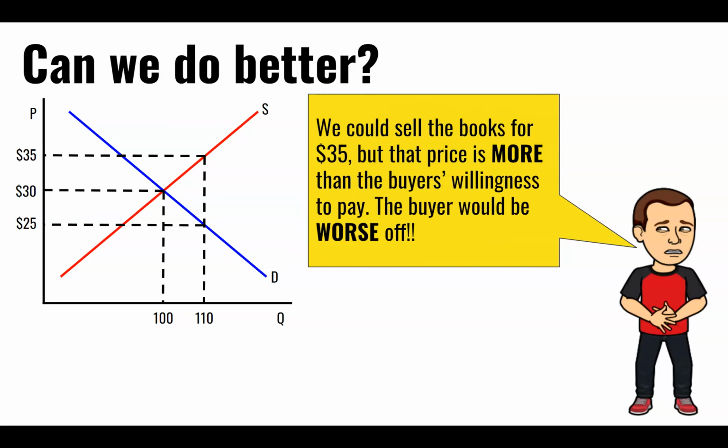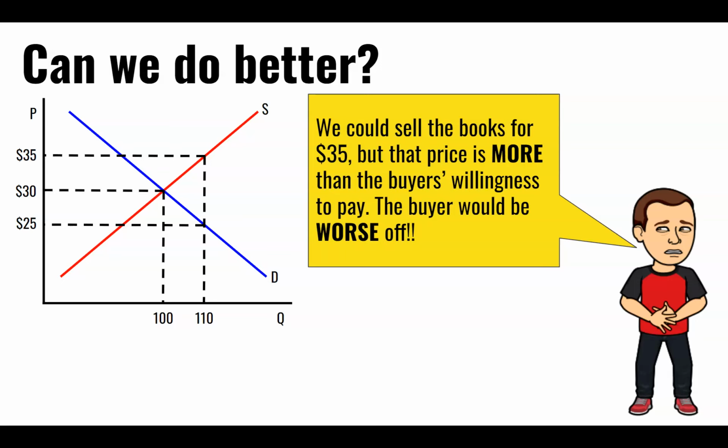And similarly, I could sell the book for 35. I could make the suppliers happy and force demanders to pay 35, but they only want to pay 25. So in order to get them to buy 110 textbooks at a price of 35, I have to hurt the consumer. So suppliers win, but consumers lose.